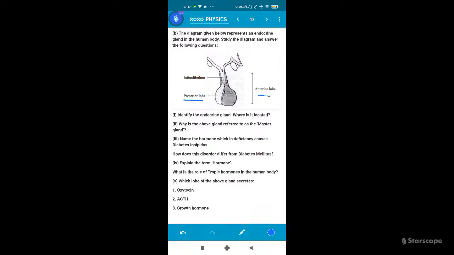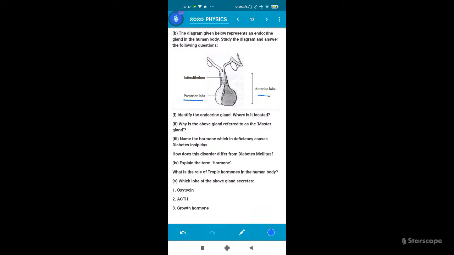Okay, now your next question is, why is the above gland called the master gland? So you know that the pituitary gland is responsible for controlling the activities of all the other endocrine glands in our body. This is the reason that the pituitary gland is also known as the master gland. So this is your answer. You don't have to write too much, okay? You have to just write up to the point and you are going to get full marks for that.